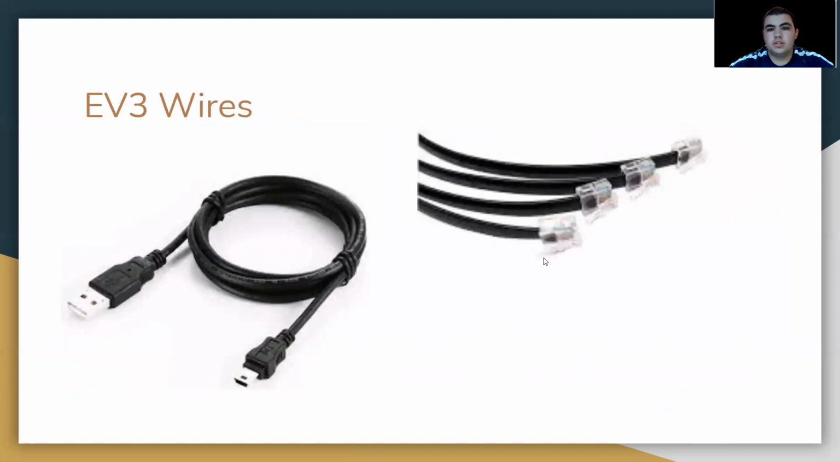Next, you have your wires. The one on your left is going to be the programming cable. You have a USB end that's attached to the computer, and then the other end will be attached to your robot, so you can download programs that you write on your computer to the robot. And then the ones on the right are just basic cables that will connect your motors to your EV3 brick, or the brain, and your sensors to your EV3 brain.